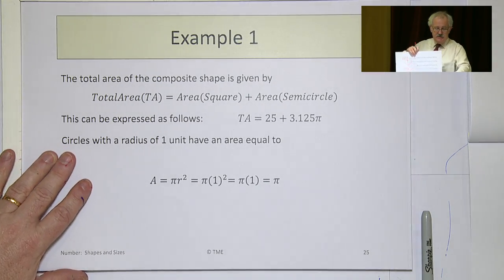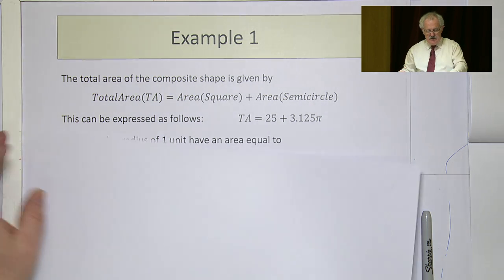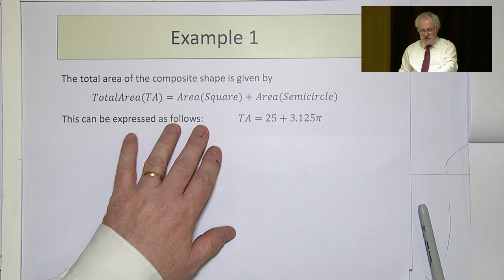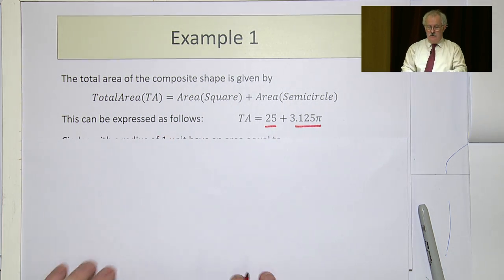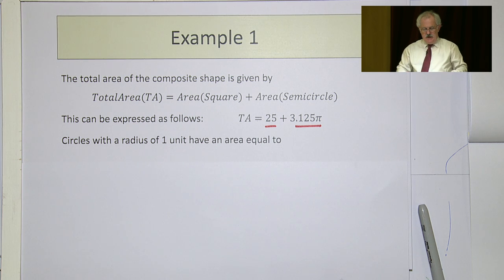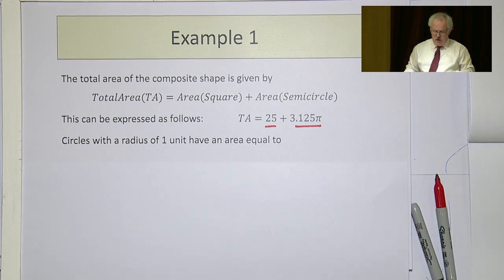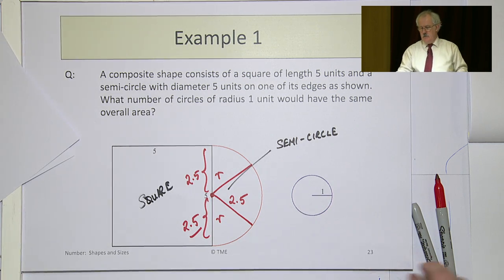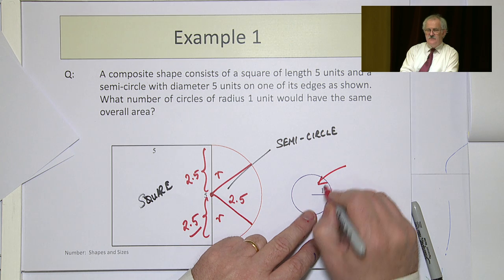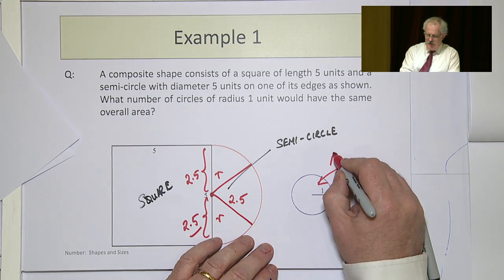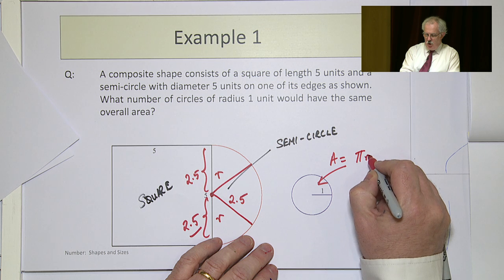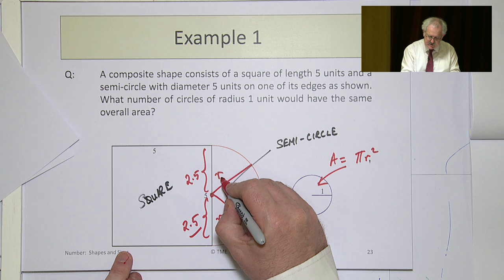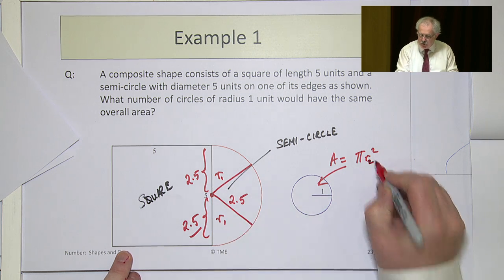So the overall area is the composite area, and the total area is the area of the square plus the area of the semicircle. This can be expressed as the 25 plus the other. Now, circles of radius 1. What's the area of a circle of radius 1? What's the formula for it? A is equal to pi r squared. But we'll call this R1 and this R2 or something like that. Or that's R1 and R1 and that's R2.